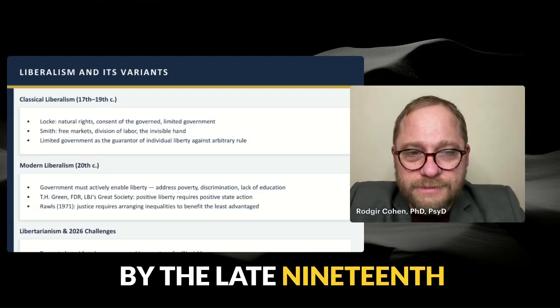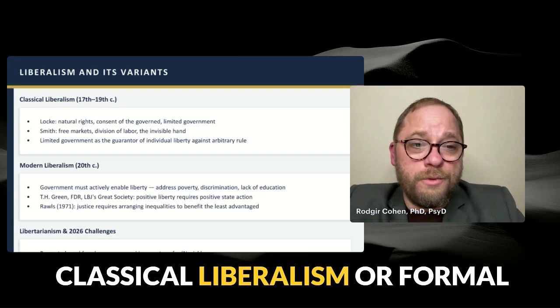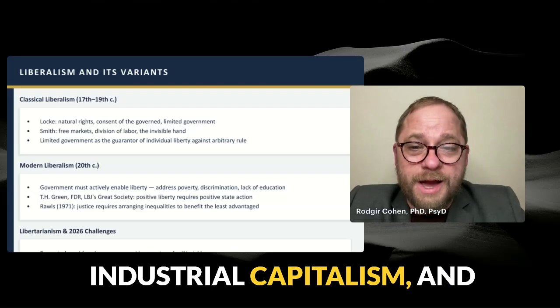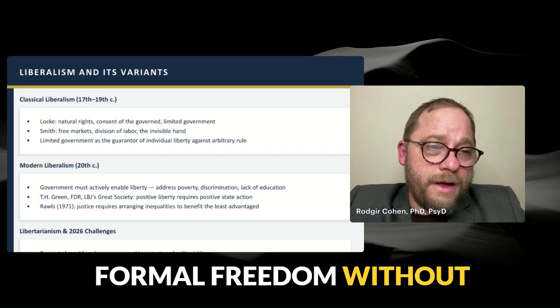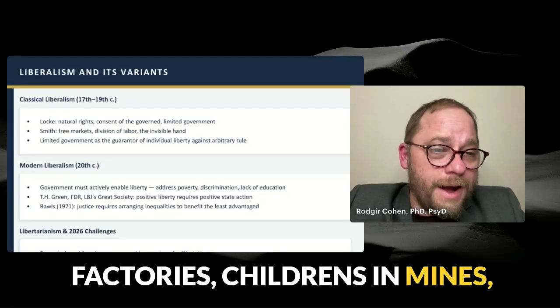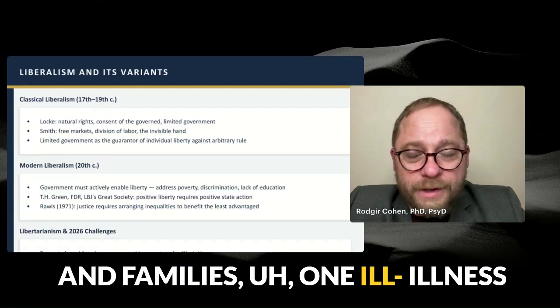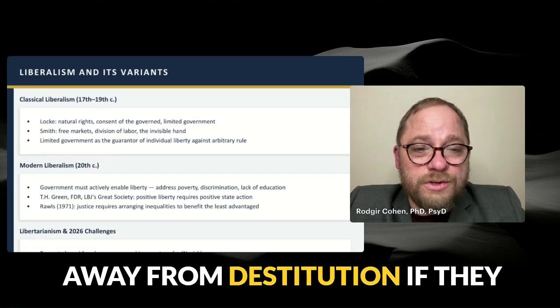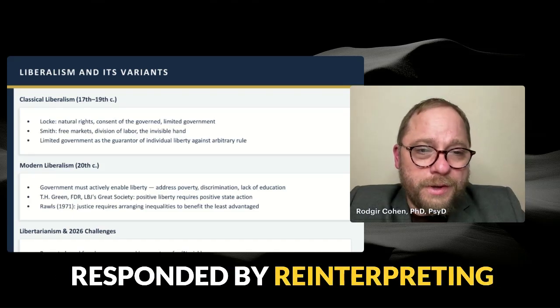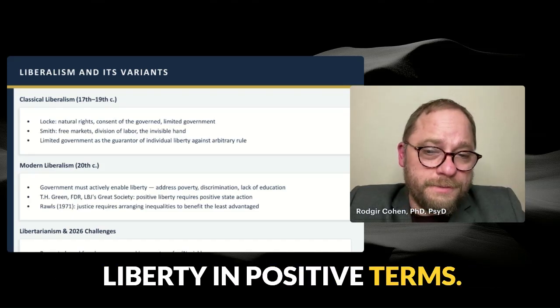Now we start to look at modern liberalism. By the late 19th century, the promise of classical liberalism, formal freedom for all, had collided with the reality of industrial capitalism. Formal freedom without economic security was empty for workers in dangerous factories, children in mines, and families one illness away from destitution, with no healthcare rights. Modern liberalism responded by reinterpreting liberty in positive terms. T.H.